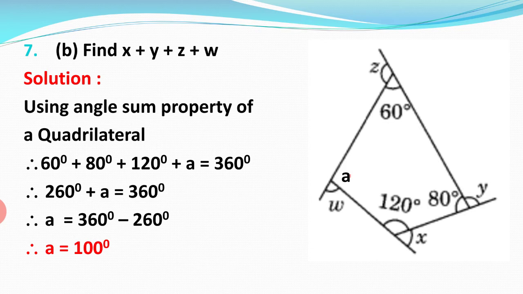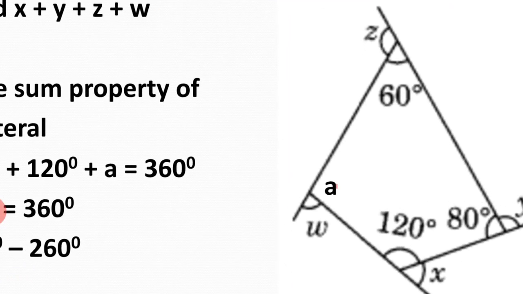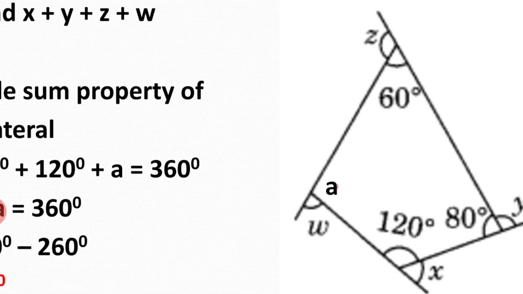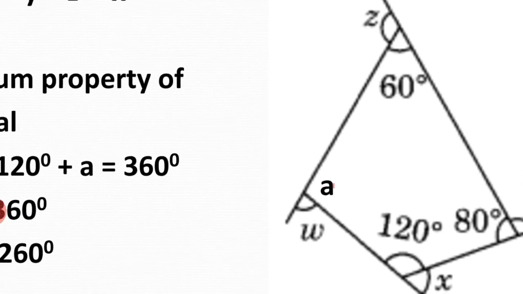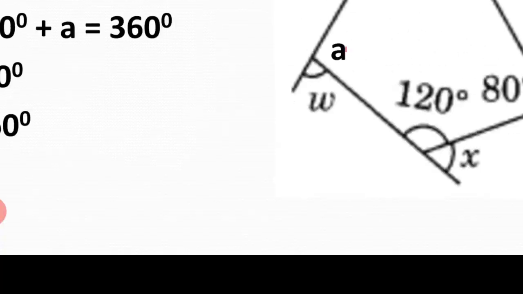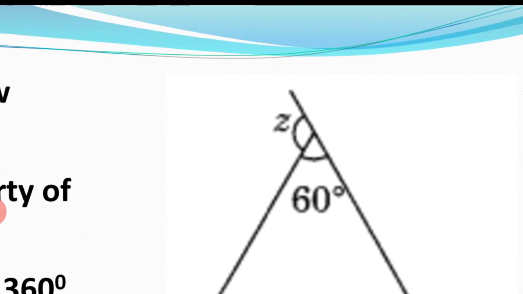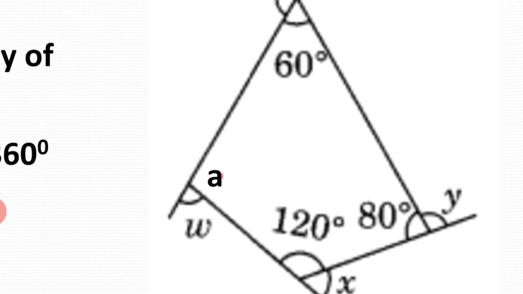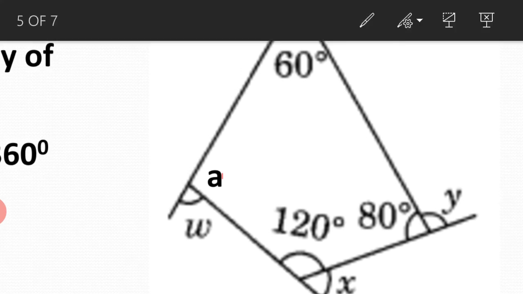Now we have 4 linear pairs formed in the figure. Can you see? A with w, x with 120, y with 80 and z with 60 degree. Isn't it? So you can easily see these linear pairs, children. And how can you identify a linear pair? Let me tell you that a ray is standing on the line. Can you see the ray is standing on the line?